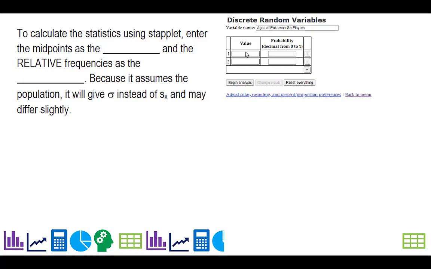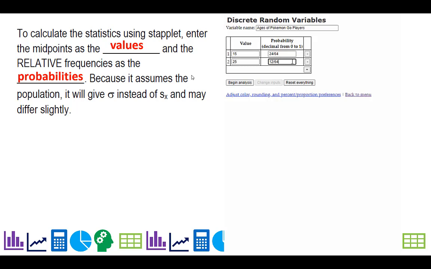So the only adjustment I have to do when I'm using a frequency table like this, where I'm doing midpoints, is I'm entering the midpoints as the values and the relative frequencies as the probability. So this hasn't really changed. So now you can see that I'm going to put in the values here. So these are the ages of the Pokemon players, and there's a midpoint. And I'm creating the fraction. There's our frequency total is 64, so we have 24 out of 64.